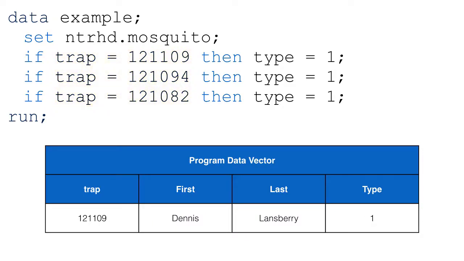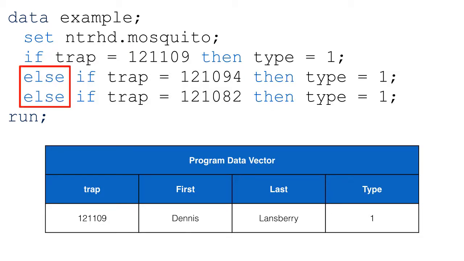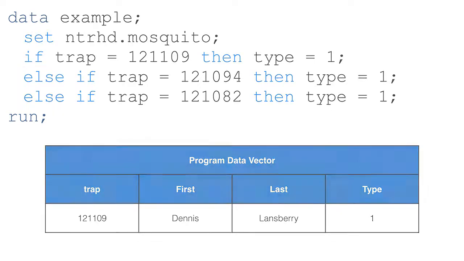Therefore, once SAS encounters a true statement, checking the other statements is a waste of time and computing power. Adding the keyword else is much more efficient. When you specify else and one condition is true, SAS skips the remaining conditions.